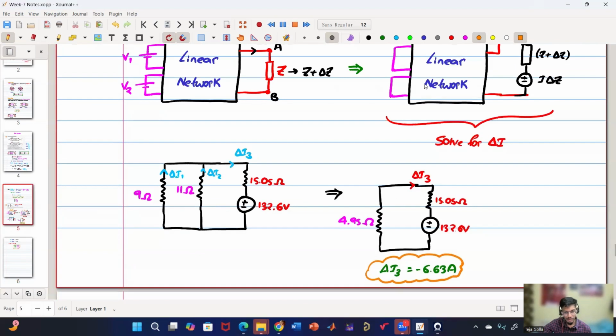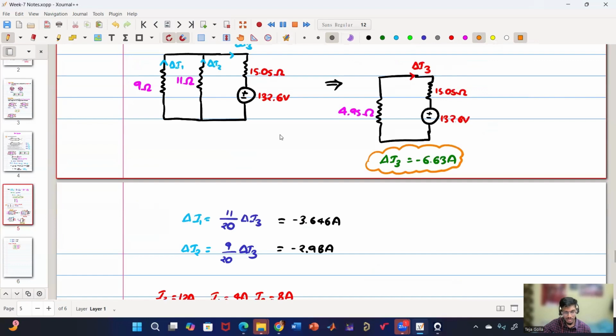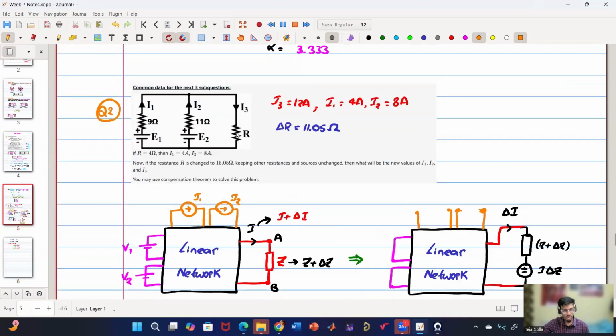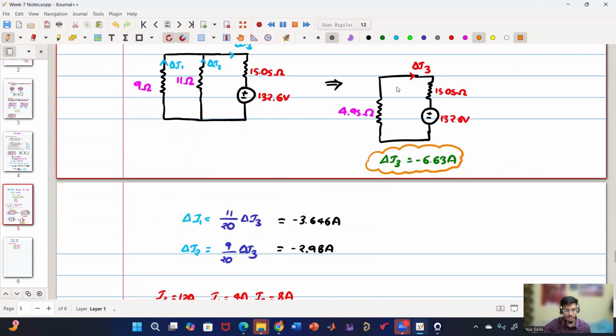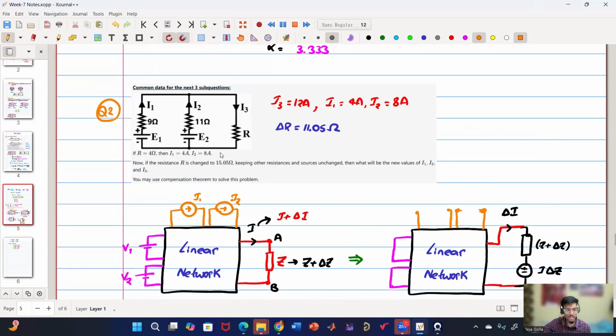So if you see, we barely did any calculation, just a small simple circuit rather than solving the entire circuit again. If you solve the entire circuit again, you will still get the same answer. Maybe you can consider that as homework and see whether you get the same answer. Using this theorem simplifies things, but you have to understand when to apply the compensation theorem. I'm not sure whether they'll give it in the final exam, probably they will, but you should understand which theorem to apply where.